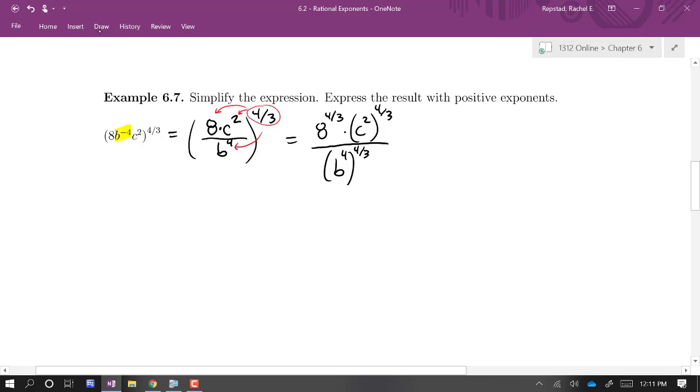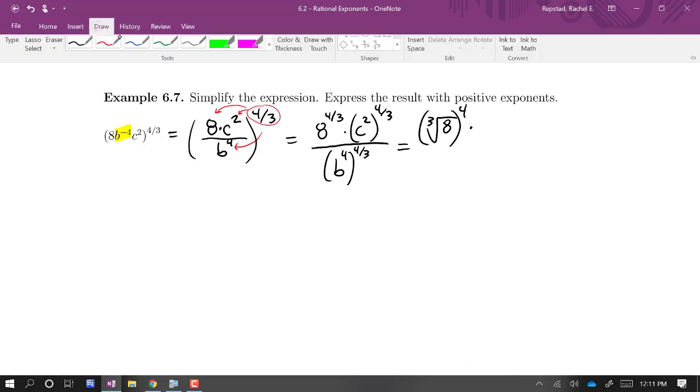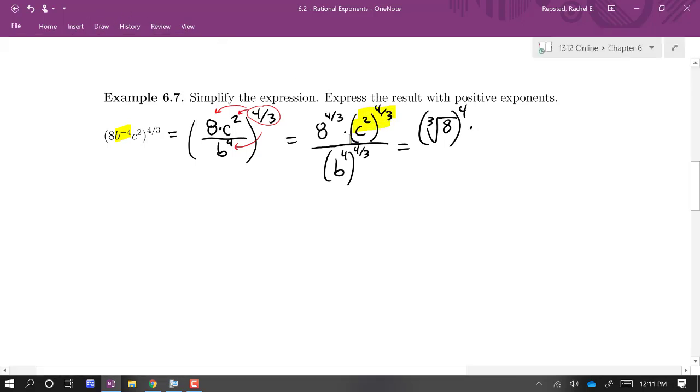The numerical part, 8 to the 4/3 power, I'm going to simplify that by applying the definition of a rational exponent. This is going to be the cube root of 8 raised to the 4th power. Now this next piece here, and this piece, I'm going to use that property that says when I take an exponential expression and I raise it to a power, I can multiply the exponent. So 2 times 4/3 is 8/3. This is c to the 8/3 power. And on the bottom, 4 times 4/3 is 16/3. That's b to the 16/3 power.